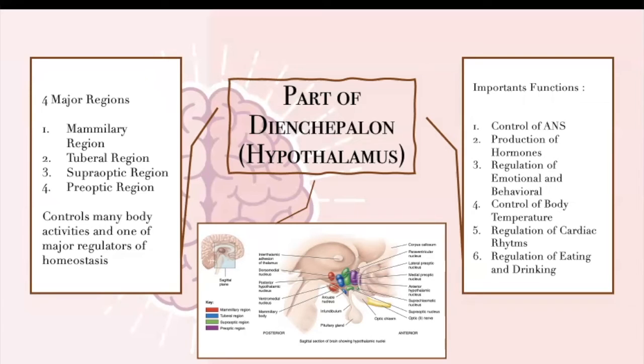The hypothalamus controls many body activities and is one of the major regulators of homeostasis. The important functions of the hypothalamus are control of the ANS, production of hormones, regulation of emotional and behavioral patterns, control of body temperature, regulation of circadian rhythms, and the last one, regulation of eating and drinking.